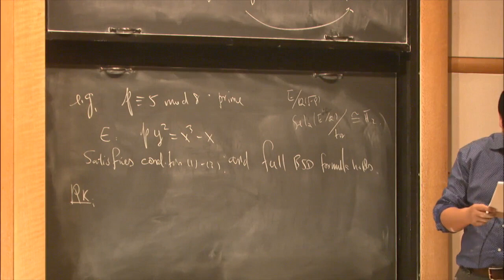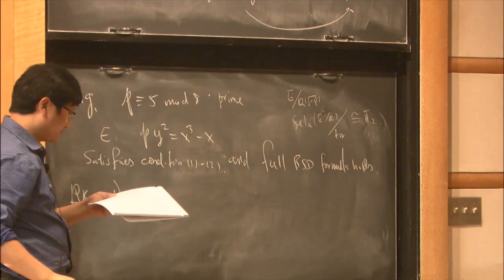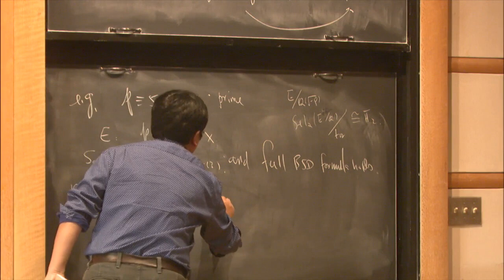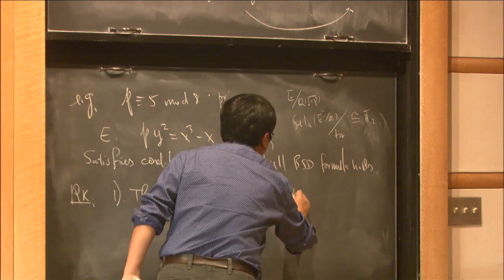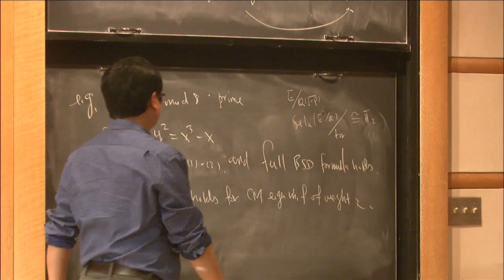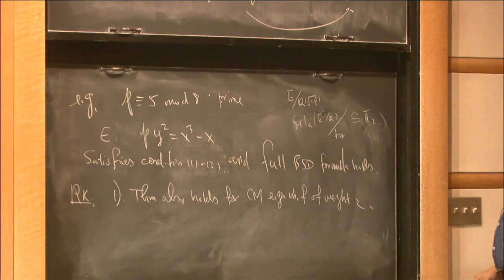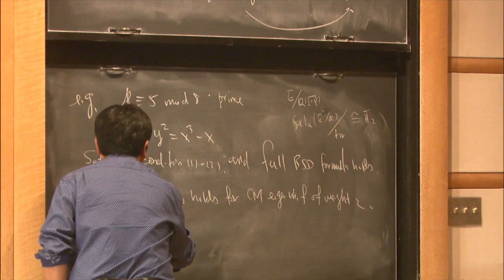Okay, let me make two remarks about our theorem. The first one: we know this theorem, our main result, also holds for CM eigenform, CM modular form of weight 2, with ordinary prime p, and with trivial central character.